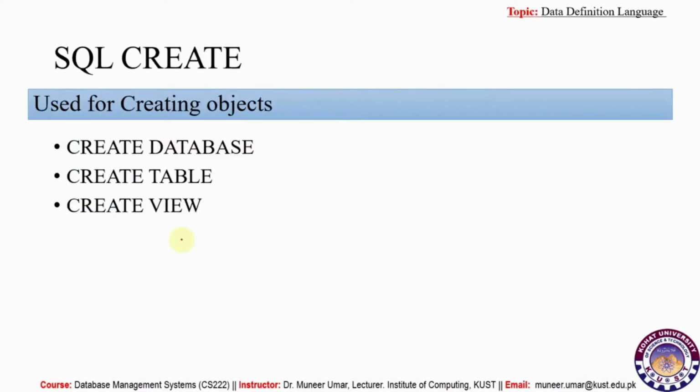First, SQL Create. With the help of SQL Create, we can create different types of objects. We have some examples here. We can create a database, we can create a table, we can create views, and there are also some other things that could be created with the help of this create keyword. In this lecture, we will practice only create database and create table. Create view will be practiced in another lecture.